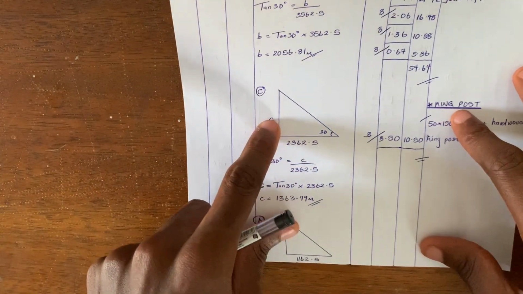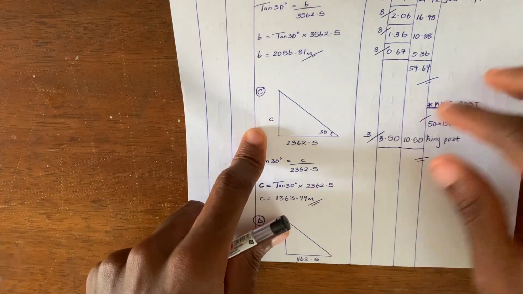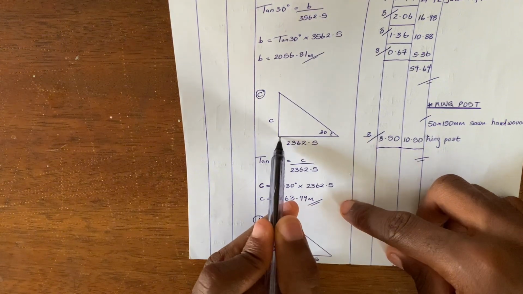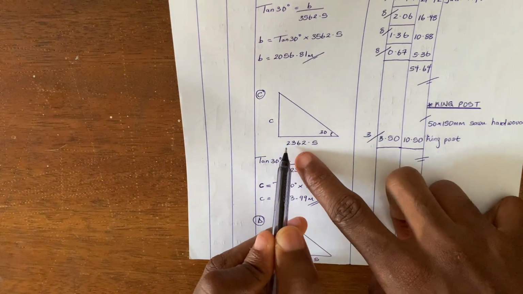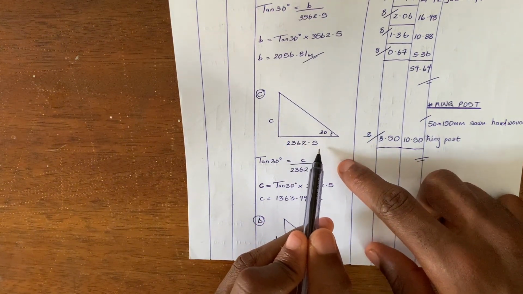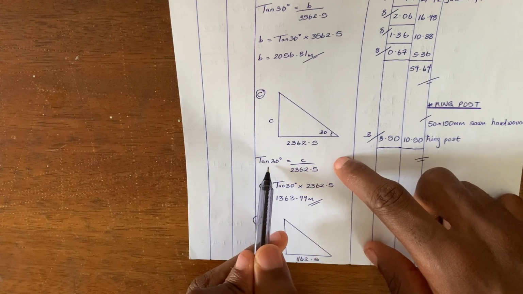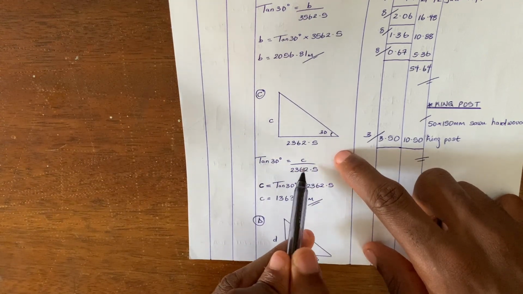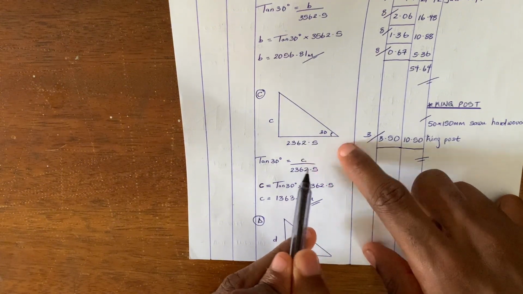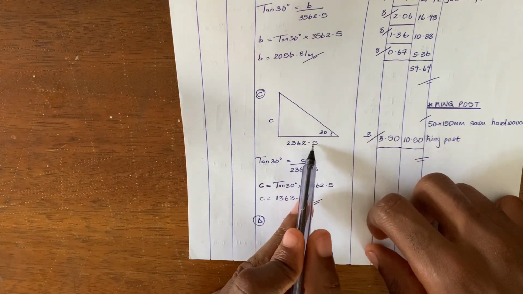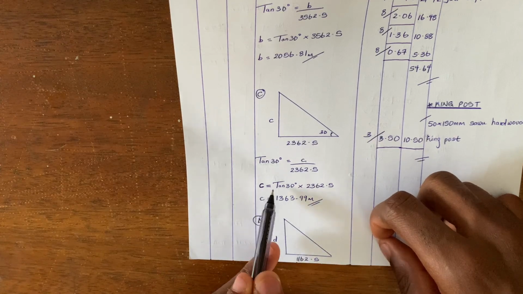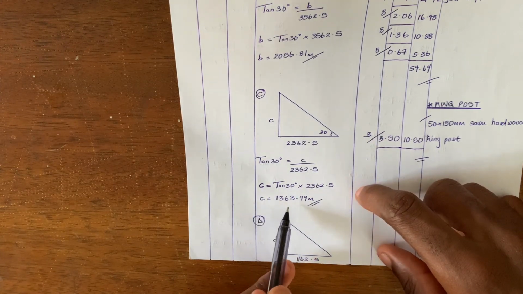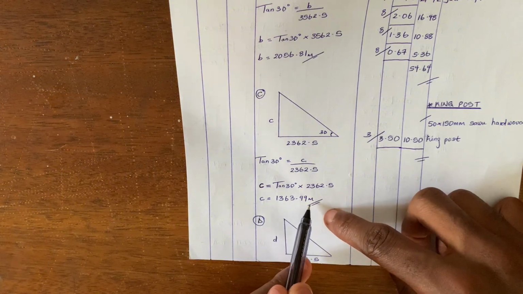So the next one we're going to be doing is C. You use the same process that I've done in A and B to do C. You find for the span. So we get our span as 2362.5. We're going to be using tangent, which is tan equal to opposite over adjacent. So our opposite is C, our adjacent is 2362.5. Cross multiply. C is equal to tan 30 times this, and it will give us 1363.99 meters.